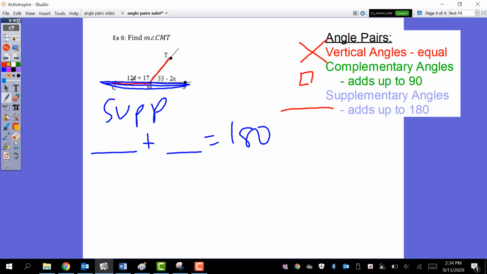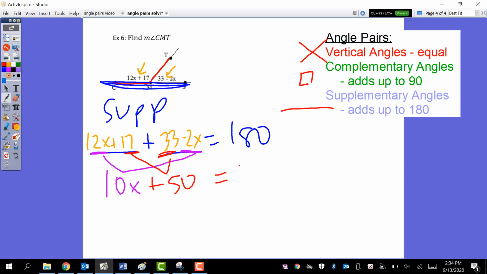What am I plugging in? Well, I've got my two angles right there. 12x plus 17 and 33 minus 2x. So again, going through the steps, I've got to combine like terms. 12 plus negative 2, if I do that carefully, is 10x. And then I'm combining 17 and 33, which I believe is 50, but let me double check. 17 plus 33 is 50, so plus 50 equals 180.